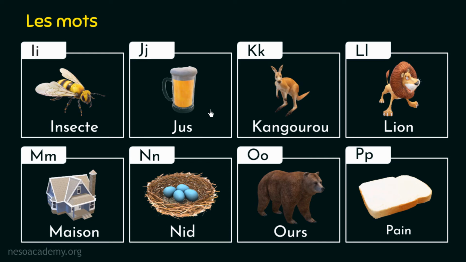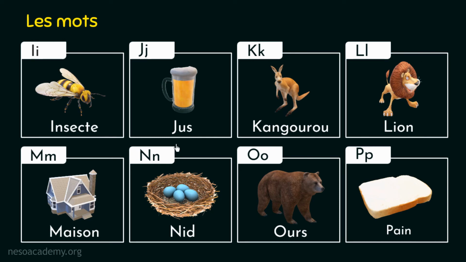Now let's have a look at the 11th alphabet, that is K, and the French word associated with this alphabet is called as kangourou. It means a kangaroo. Now let's check out the 12th alphabet, that is L, and the French word associated with this alphabet is called as lion. Lion. So lion is a lion.